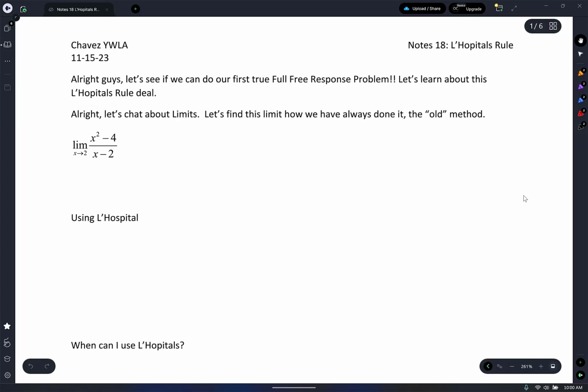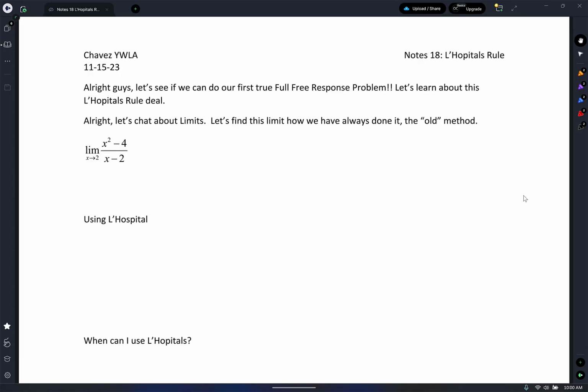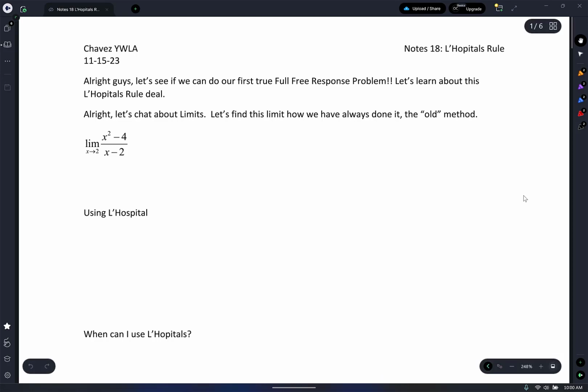L'Hôpital's rule, sometimes it's pronounced L'Hôpital, hospital. No, well, I mean, I guess not.